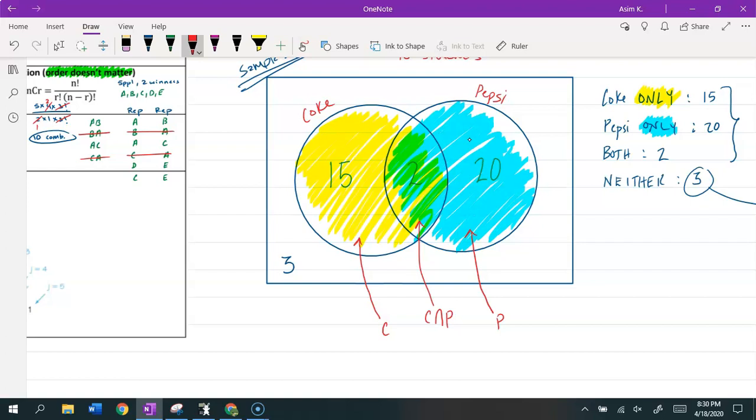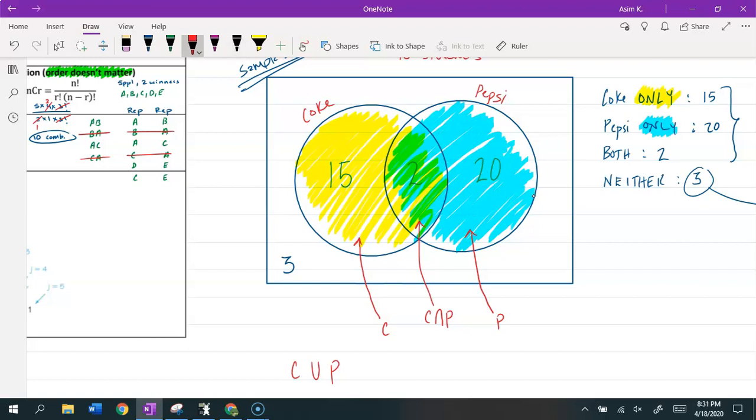Now, what about C or P? C or P, right? Where is that exactly? If you're talking about C or P, you're saying that they like Coke or they like Pepsi, right? They like either Coke or Pepsi. In that situation, that would be the entire region altogether.